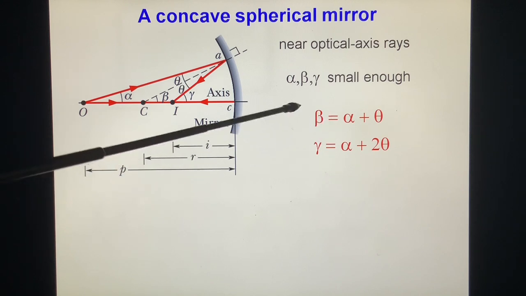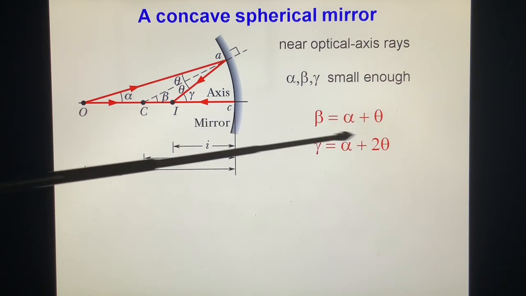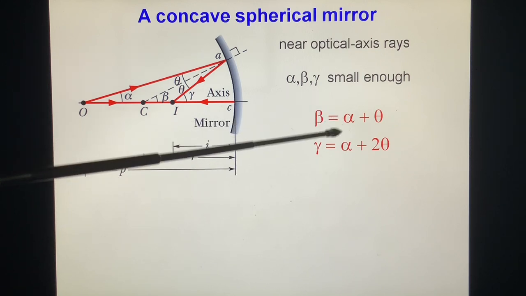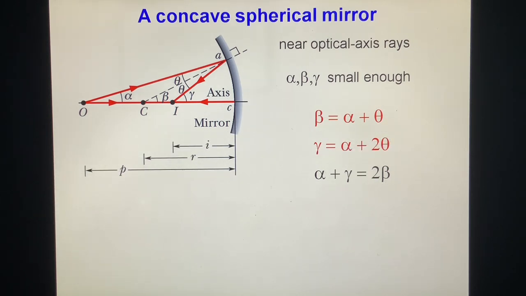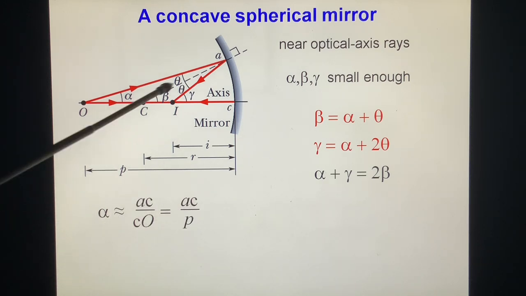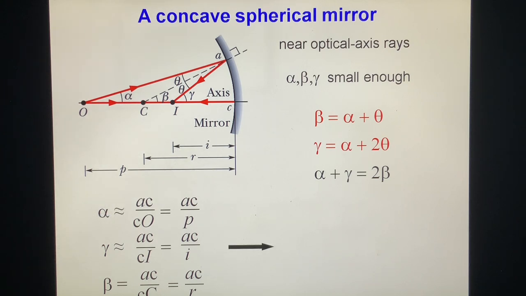Now, we multiply the first by 2: 2 beta equals 2 alpha plus 2 theta. You have 2 theta. You do the subtraction, so you get 2 beta minus gamma equals 2 alpha minus alpha, and 2 theta minus 2 theta is 0. So we get alpha plus gamma equals 2 beta from this equation. What are alpha, gamma and beta? This alpha angle is approximately equal to the arc AC divided by its radius P. What is beta? Beta is exactly equal to AC over R. And gamma is AC over I. We put these three, alpha, beta, gamma, in this equation and cancel out the AC, we get this equation. And we set F equal to half R, we get this equation.